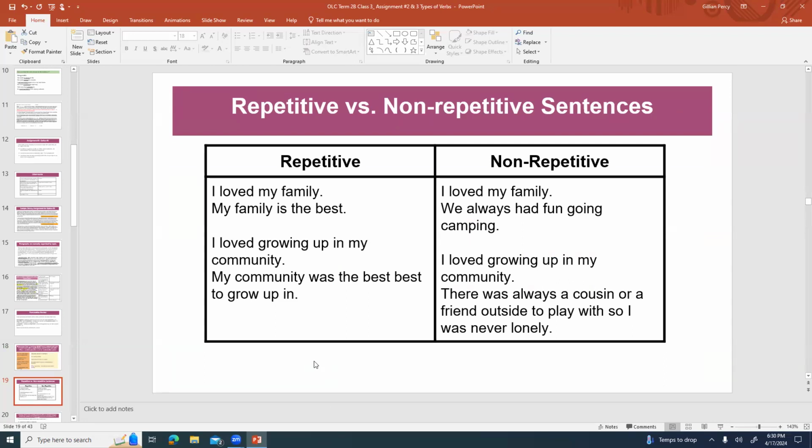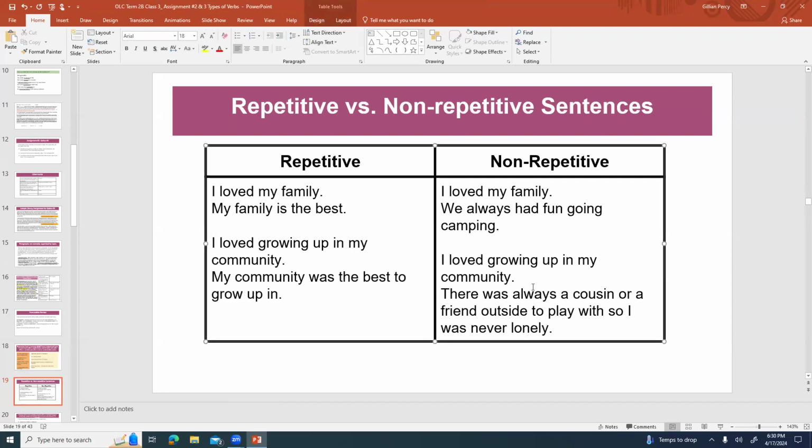So if you wrote, I loved my family. My family is the best. Essentially, that's kind of the same thing, right? I loved my family. We always had fun going camping. Okay, that's new information. I loved growing up in my community. My community was the best to grow up in. Okay, so that's again pretty repetitive.